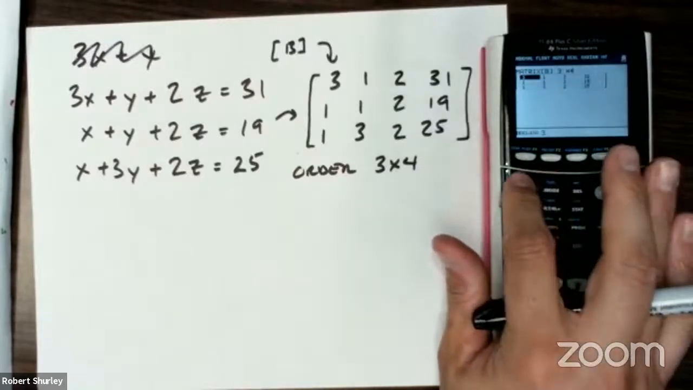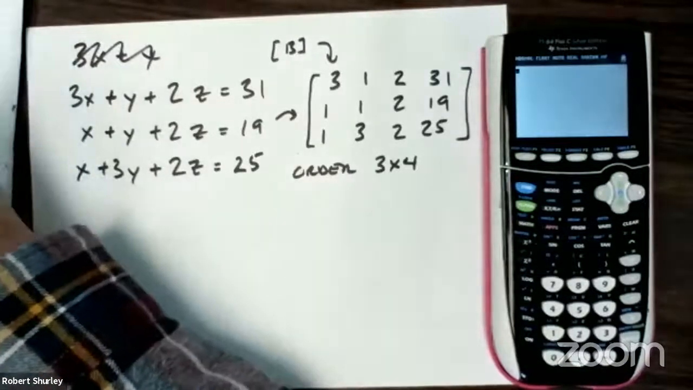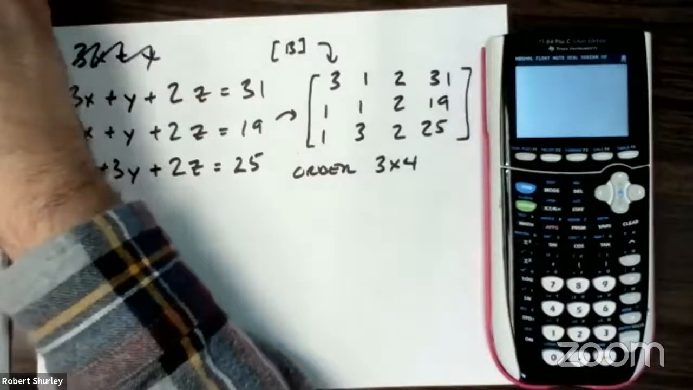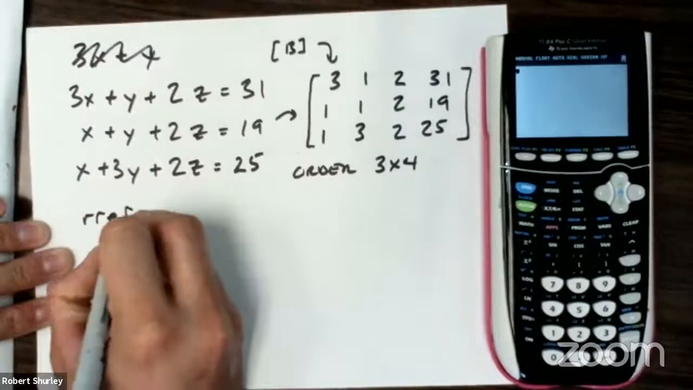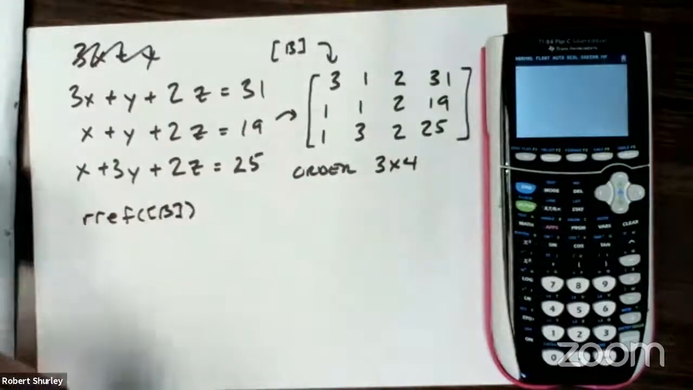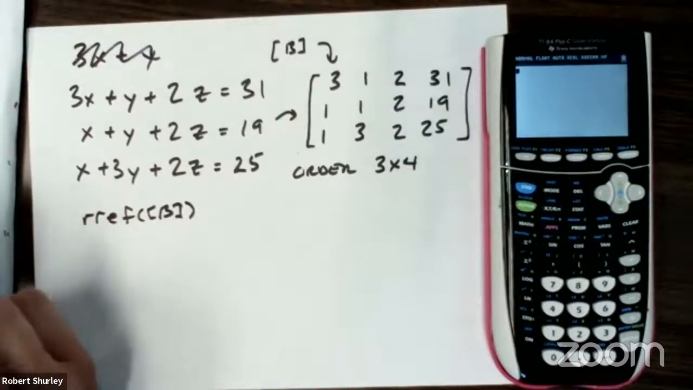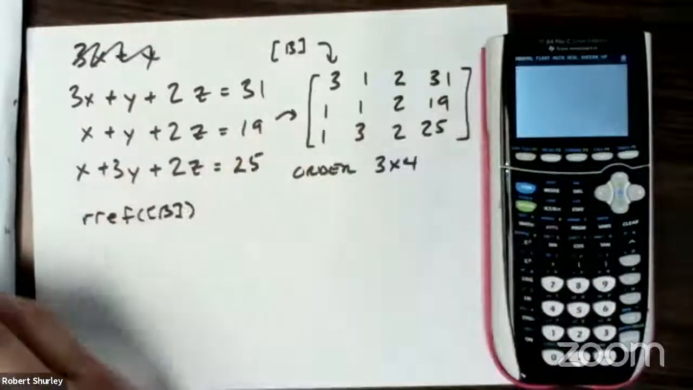So I'm going to do second quit. Okay. So once I have B in, I'm going to do second quit. I'm at the very beginning home screen. And now my goal now is to just do RREF. But remember, I'm going to call B now because we called it B. Now, if you called it A, that's fine. You can call it whatever you want to do, as long as you know where this matrix is.